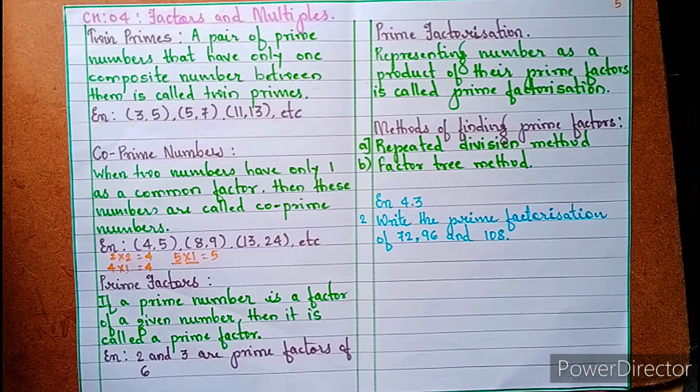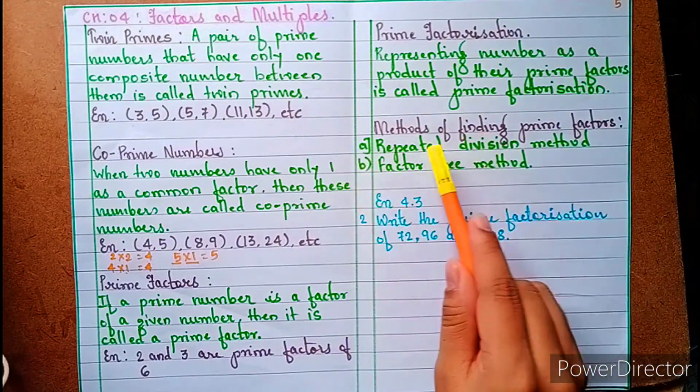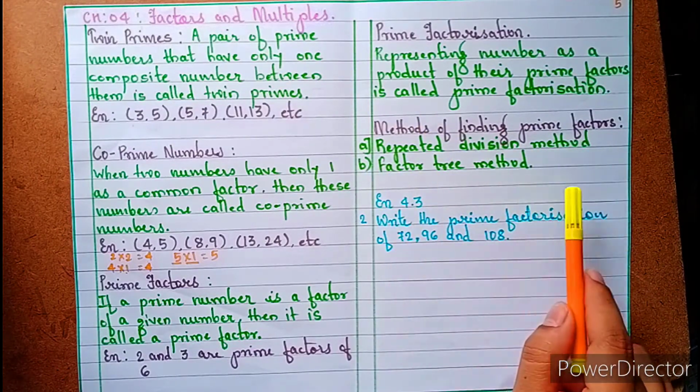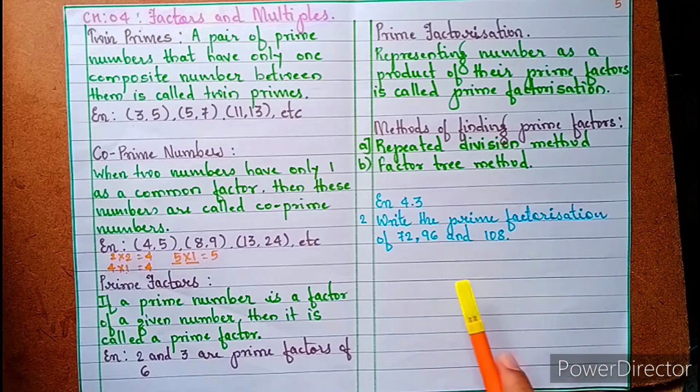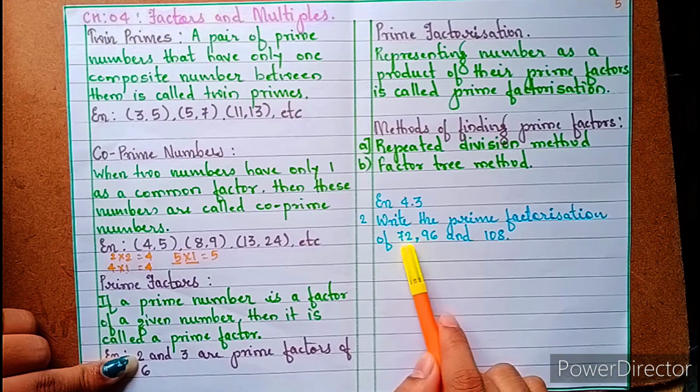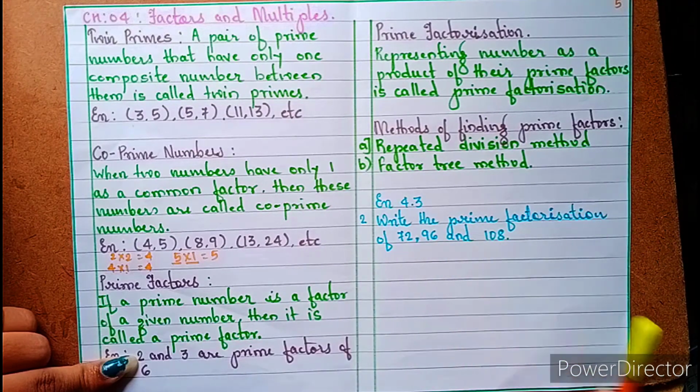Now prime factors. What are prime factors? Finding or representing a number as a product of prime numbers. Representing a given number as a product of prime factors is called prime factorization. For prime factorization, we have two methods of finding factors: the repeated division method and the factor tree method, which you might know. First we shall start with finding prime factors for 72, 96 and 108 by the repeated division method. So let's see what to do.